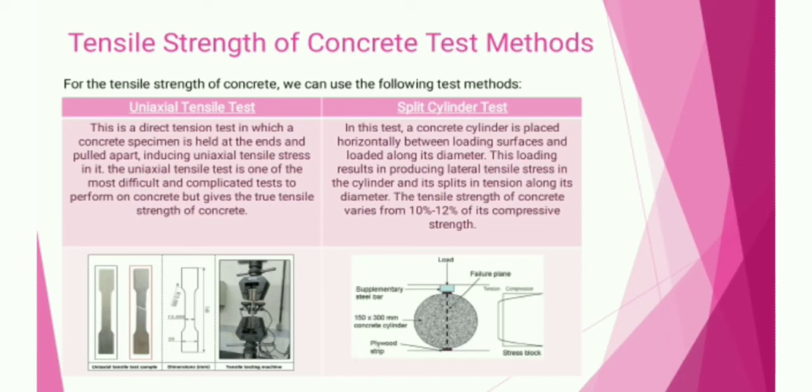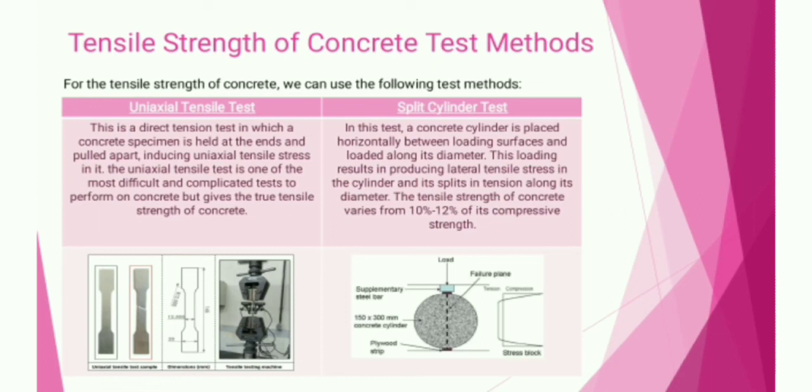The uniaxial tensile test is one of the most difficult and complicated tests to perform on concrete, but gives the true tensile strength of concrete. Split cylinder test. In this test, a concrete cylinder is placed horizontally between loading surfaces and loaded along its diameter. This loading produces lateral tensile stress in the cylinder and it splits in tension along its diameter.